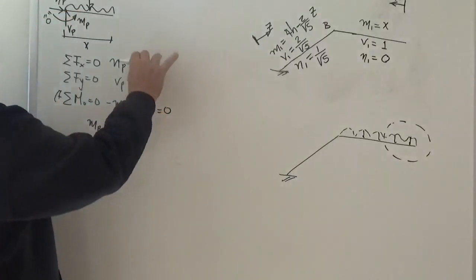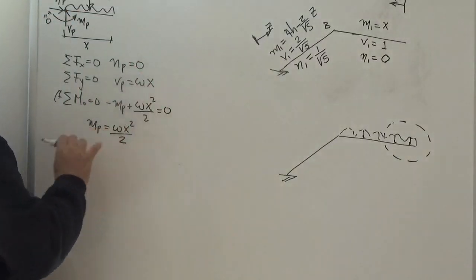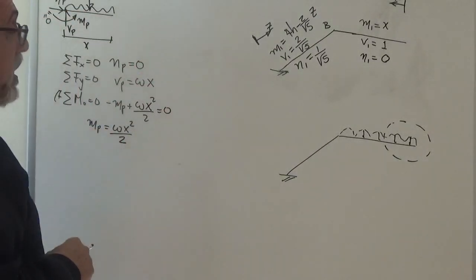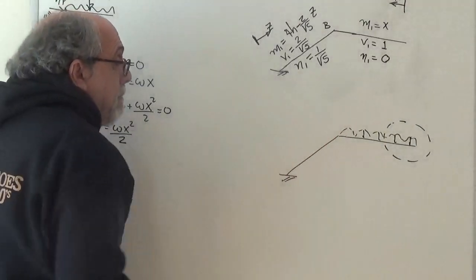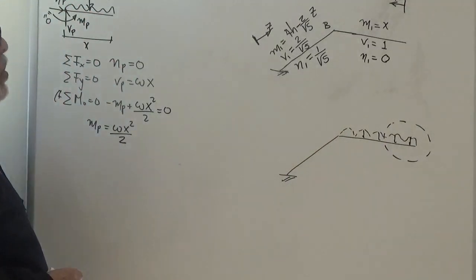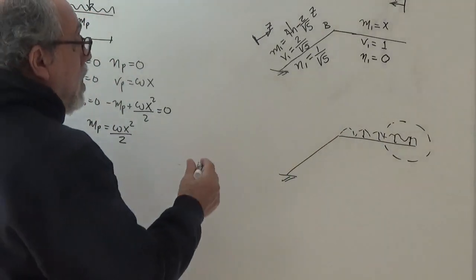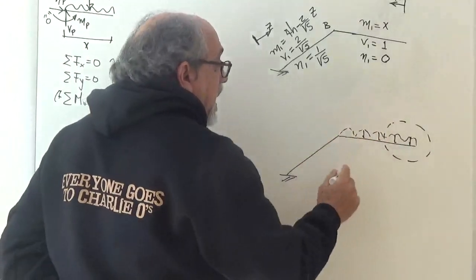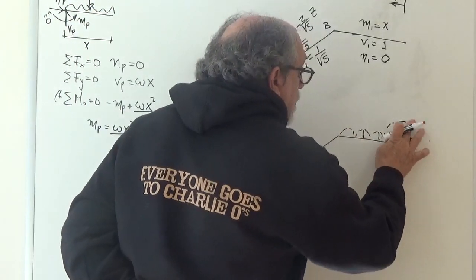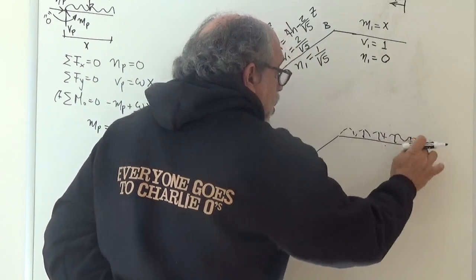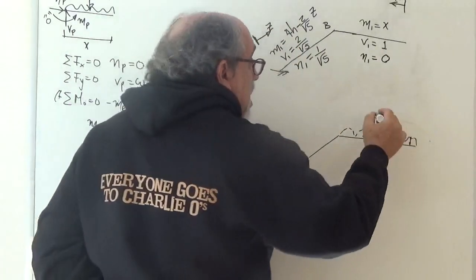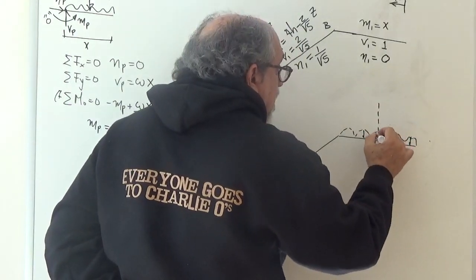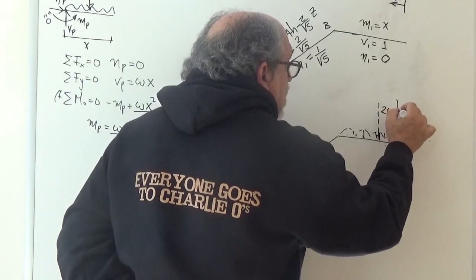We have NP, VP, and MP. Now we need to do bar BC. If I continue, just like I said before, the first thing would be a free body diagram of this complete structure. In other words, a bubble like this. In this case, the resultant here is 2WH.